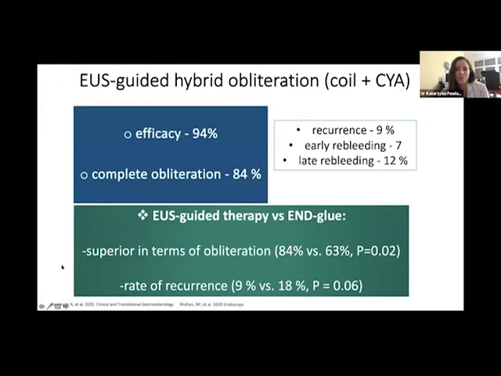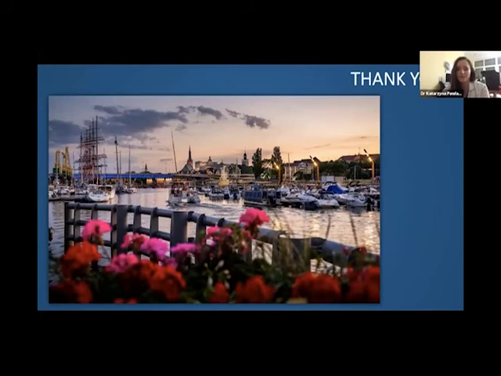And when it comes to EUS guided hybrid obliteration, coil implantation with cyanoacrylate glue injection, from the recent studies the efficacy was about 94% and complete obliteration was about 84%. Generally, the recurrence rate, early rebleeding rate, and late rebleeding rate were similar. In the comparison between EUS guided therapy and endoscopic treatment with glue injection, the EUS guided therapy is superior in terms of obliteration, but also in terms of the rate of recurrence. Thank you so much for your attention.